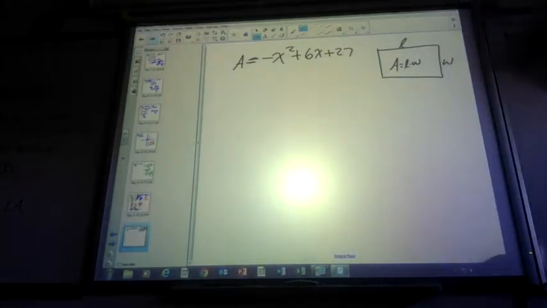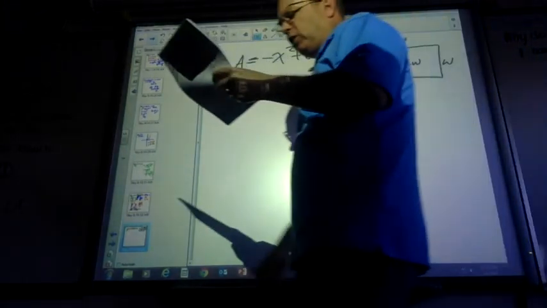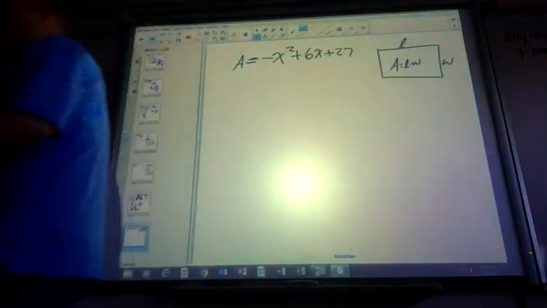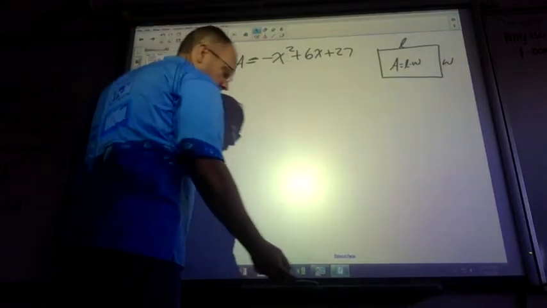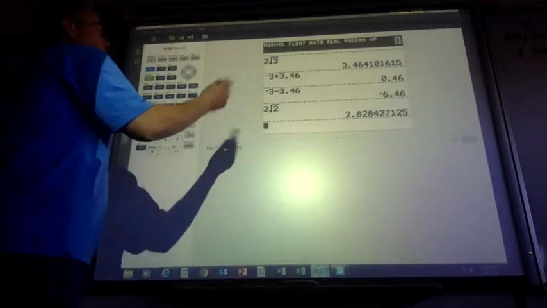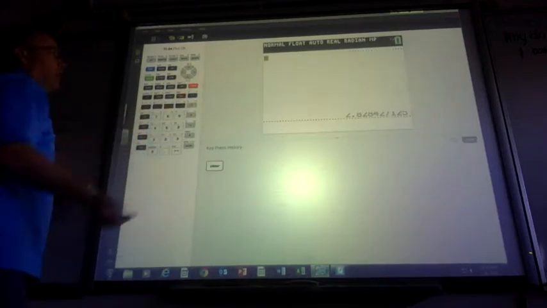So we want to use the calculator to find the maximum area of the rectangle. Does this parabola open up or down? Down. How do you know? Negative x squared, right? The a value is negative, so it's going to open down. I'm going to switch over to the calculator and show you how to clear some stuff out. If you turn your calculator on and you have stuff there, just hit clear.